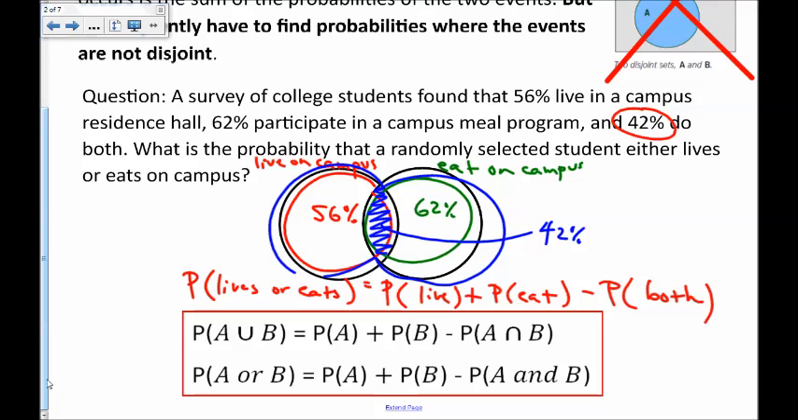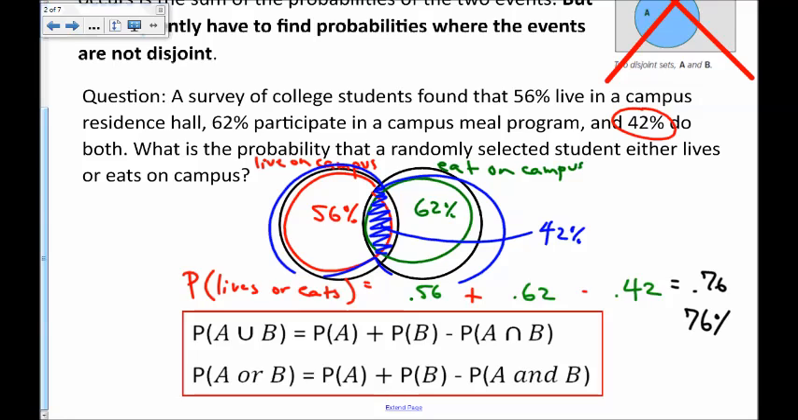Now I'll put in numbers. The probability that they live on campus is 56%. The probability they eat on campus is 62%. And the probability they do both is 42%. So I simply add them together and then subtract. 0.56 plus 0.62 minus 0.42 is 0.76, so 76% of students either live or eat on campus.